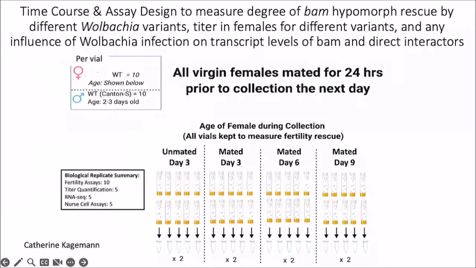So very quickly, many of you are familiar with RNA-seq studies. We actually have looked at flies unmated at 3 days old, mated 3 days old, mated 6 days old, mated 9 days old, did all the controls and so forth, lots of replicates to look at what was the best time period.